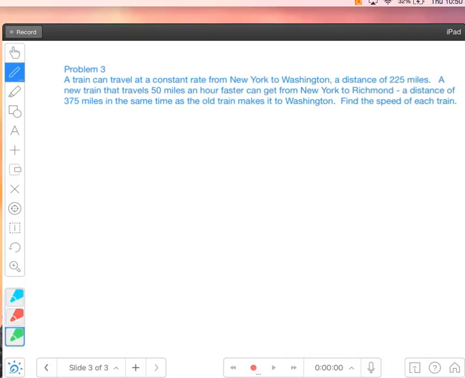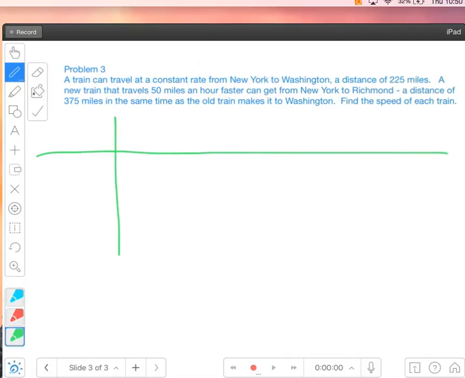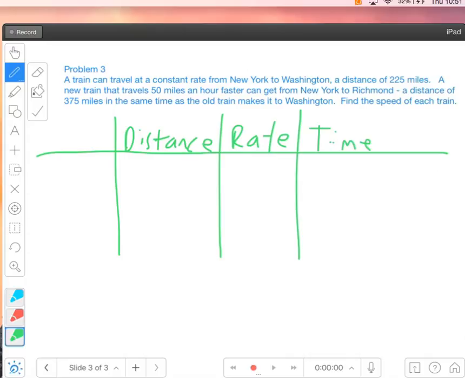As I mentioned in class on Thursday, what we can do to organize ourselves and ultimately help us set up an equation which will help us solve for the speeds is to complete a particular table. In that table, we'll want a column for the distance of the trains being discussed in this problem, a column for the rate or the speeds of the two trains, and then the time for each respective train. Now there are two trains in this situation. We have one train that goes from New York to Washington and another train that goes from New York to Richmond.